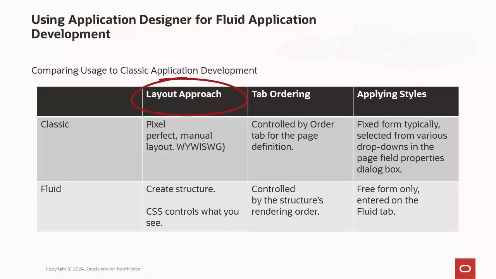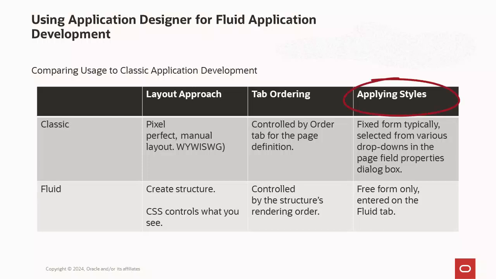With Fluid, you create a structure on the page, adding your group boxes and your controls, often within subpages. The physical placement of the page elements often has no bearing on how it will appear at runtime. At runtime, CSS controls how the page and the page elements are displayed to the user. With tab ordering in Classic, tab ordering is controlled by the Order tab of the page definition. In Fluid, it is controlled by the structure's rendering order.